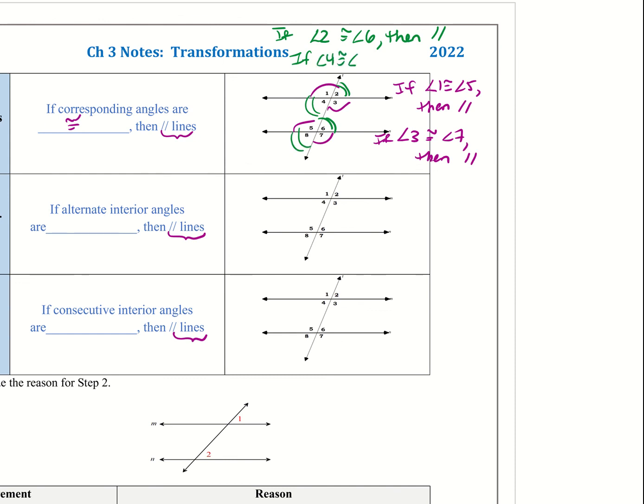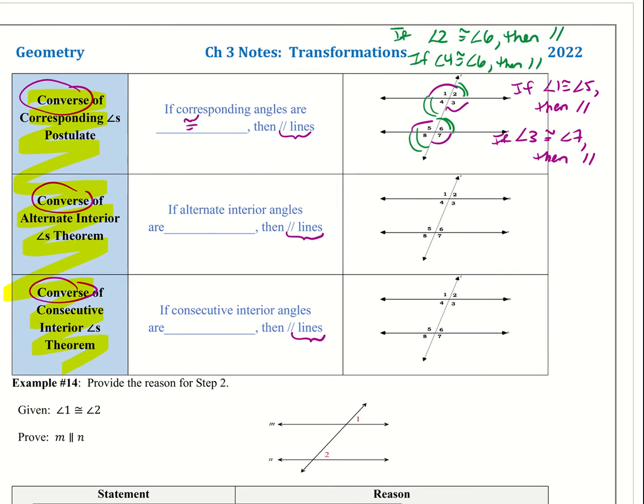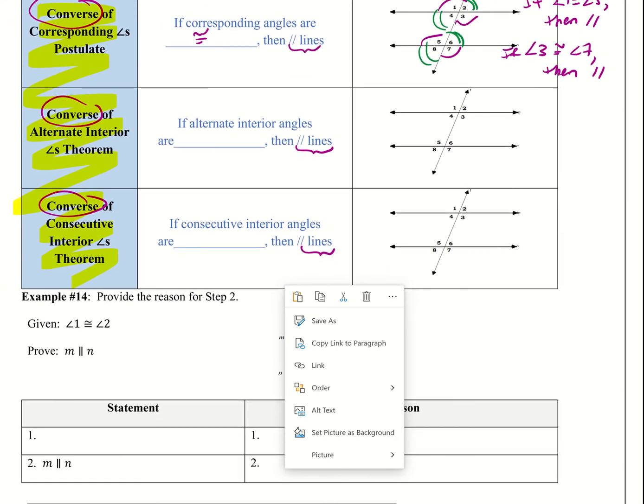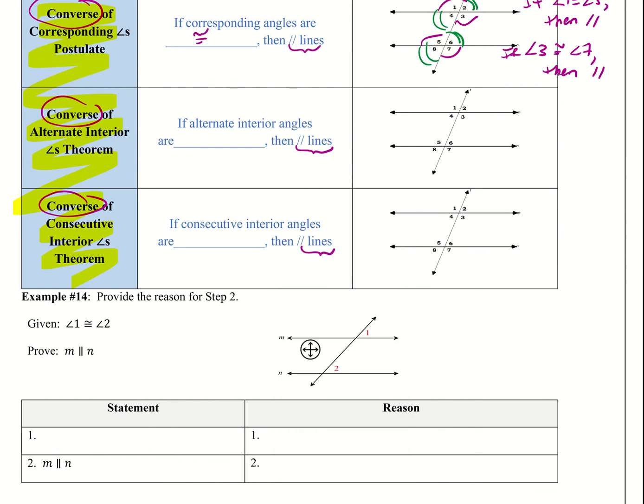Because those are corresponding angles and they're congruent, that will provide the evidence to know that I have parallel lines. This second one is another converse. We have taken the alternate interior angles theorem and we're writing it in reverse order. That's called a converse when you write something in reverse order. So instead of starting with knowing we have parallel lines, we're finding out what evidence we would need to know that we have parallel lines.